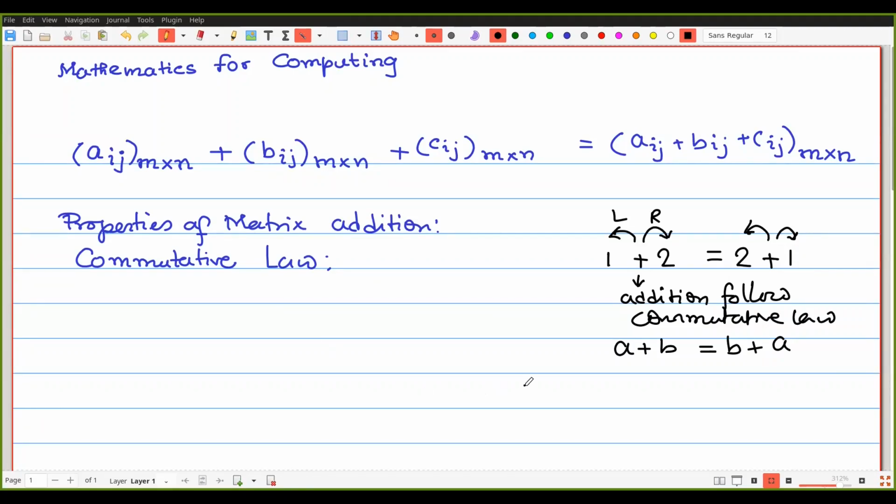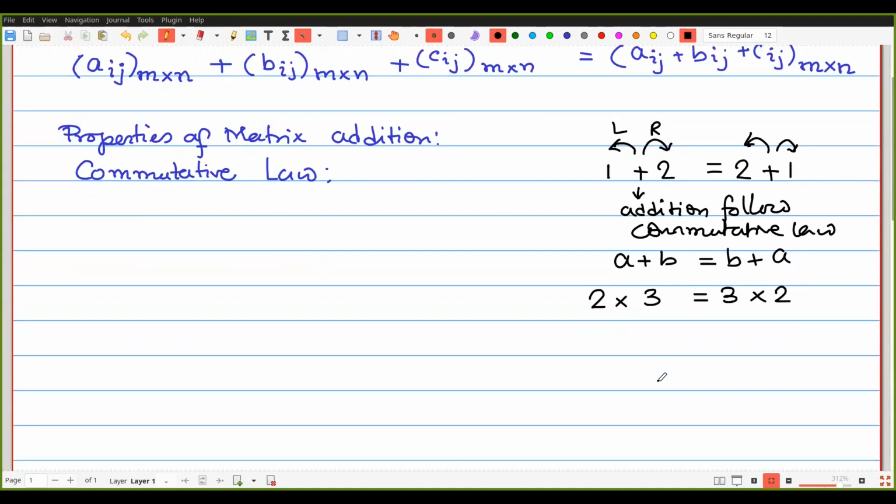Same as, suppose 2 is a number, then the multiplication sign, and then 3. Then we get the same as 3 cross 2. That means for the multiplication operation with real numbers, 2 is on the left hand side of the operation, 3 is on the right hand side. Now we interchange, that means A cross B is also B cross A. So we may say the multiplication or product operation also follows the commutative law.